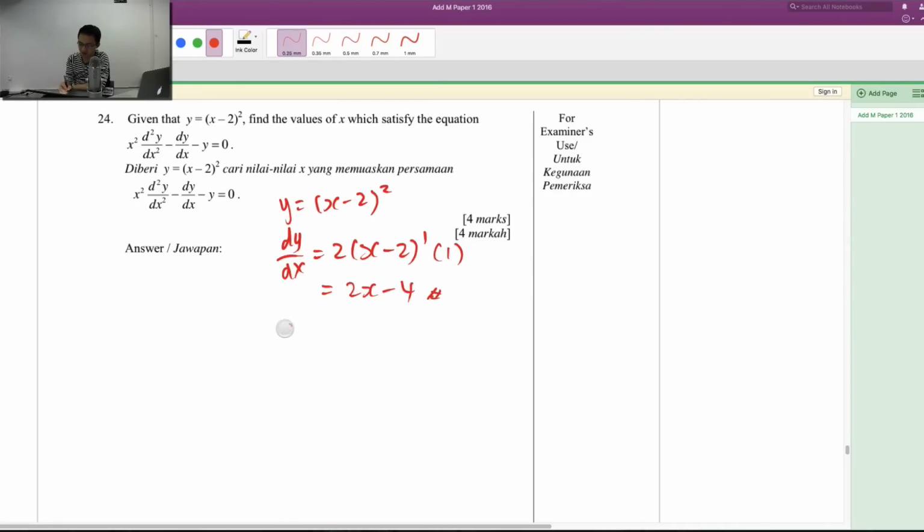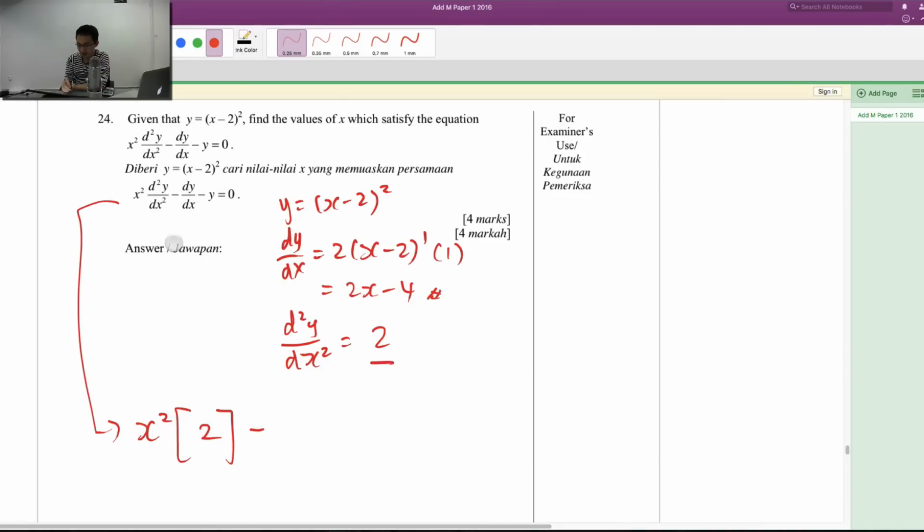Okay, then I will differentiate 2x minus 4 again. d²y/dx², I will have 2. Okay, now I get all the values, then I substitute into here. So the first one is x squared, I just copy x squared. d²y/dx², I got the value already, it is 2.